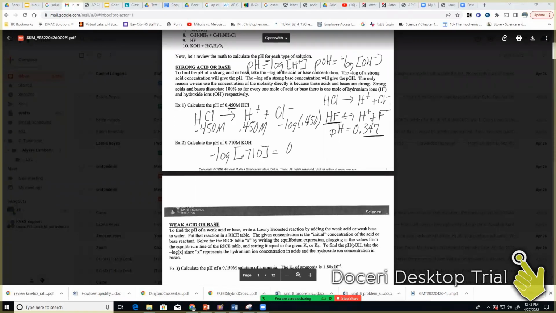Gives me 0.149, which is actually my pOH. So I do 14 minus 0.149, which is equal to 13.851. And somewhere on there, if I was actually taking it, I would need to make sure that I let them know that that's the pH.